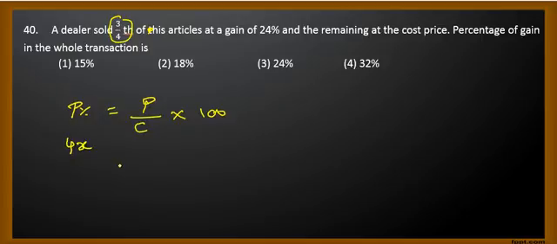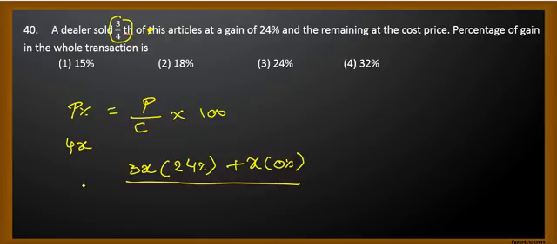3 by 4 is how much? 3x. 3 by 4 of 4x is nothing but 3x, which were sold at a profit of 24%. This is the profit on the first 3x items. The remaining x items were sold at neither profit nor loss, so 0%. This is the total profit he got, divided by the total value, because he is asking us to find the profit percentage.